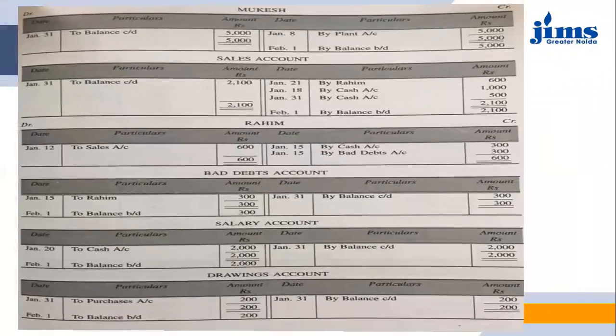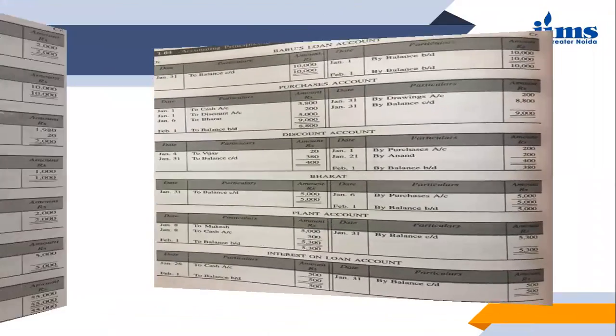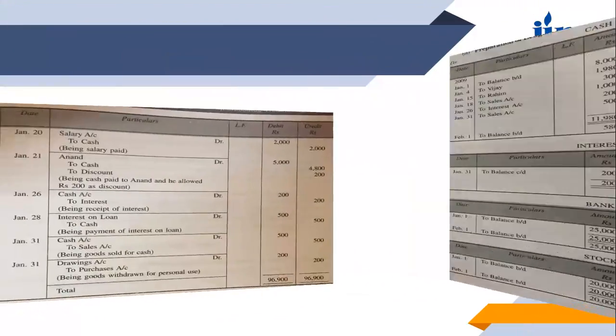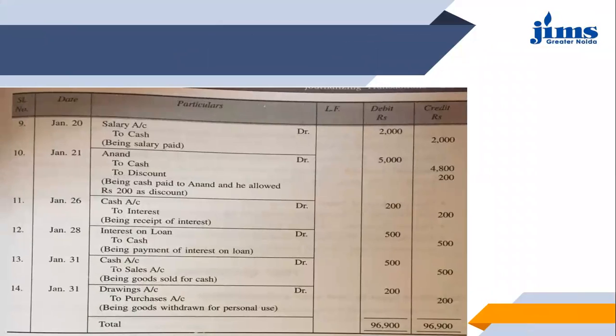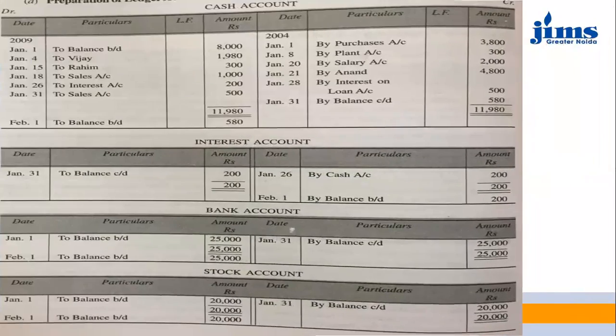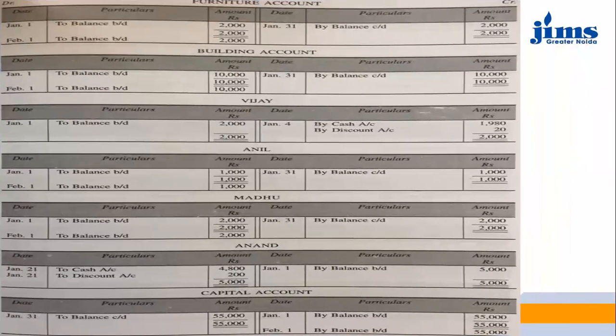Then the next journal entry is, see, Anand account debited to cash to discount. So we have all the three accounts because Anand, as far as I remember, it is the creditor balance which got forwarded from the previous year. So Anand account is getting debited. So we will go to Anand account and we will debit it.